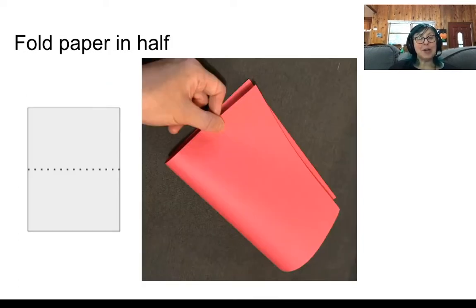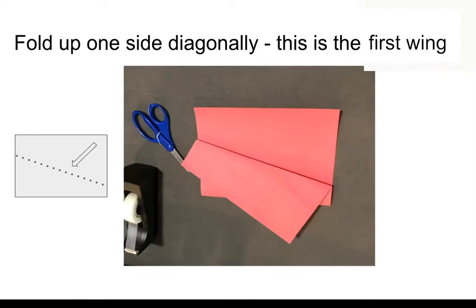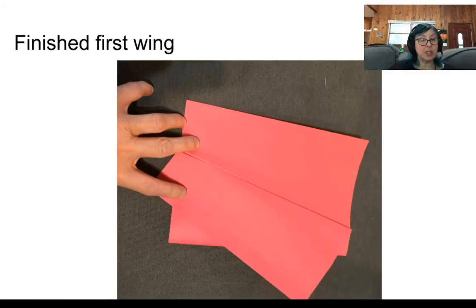We're going to fold our paper in half, and I have a diagram to the left of the picture that shows the way you're going to fold that paper in half because it's a little hard to see in my picture. Then you're going to fold one side diagonally up or down depending on the way you have it. I have my diagram again to show what that looks like. That's going to be the first wing. That first fold is your first wing. That's what it's going to look like when it's finished.